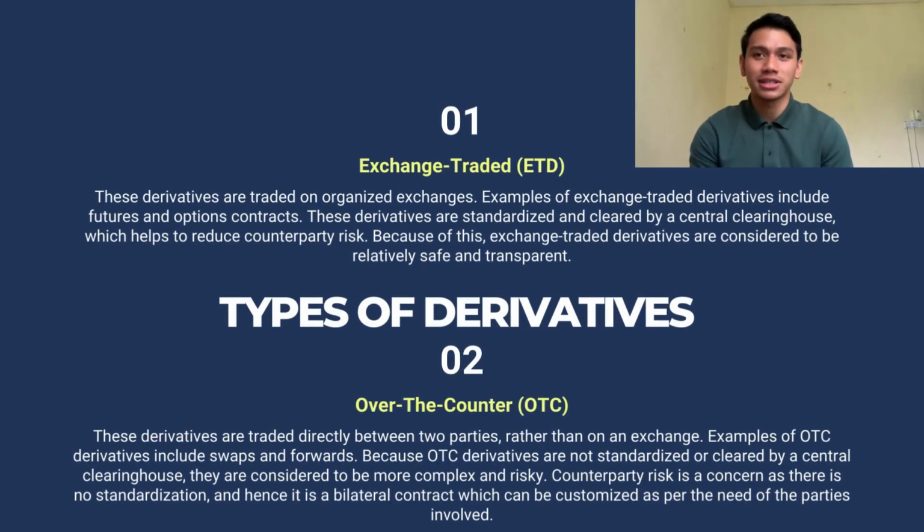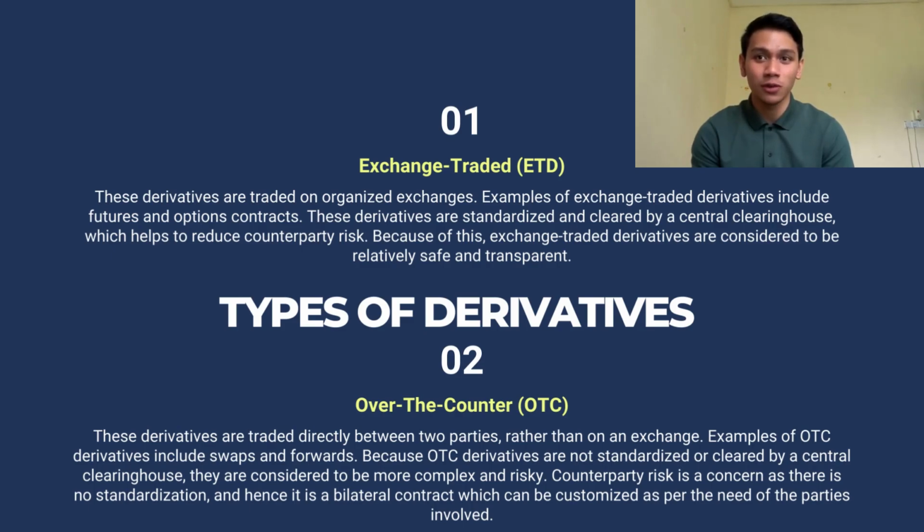So next is types of derivative. First one is exchange traded, or in the short form is ETD. These derivatives are traded on organized exchange. Examples of exchange traded derivatives include futures and options contract. These derivatives are standardized and cleared by a central clearinghouse, which helps to reduce counterparty risk. Because of this, exchange traded derivatives are considered to be relatively safe and transparent.